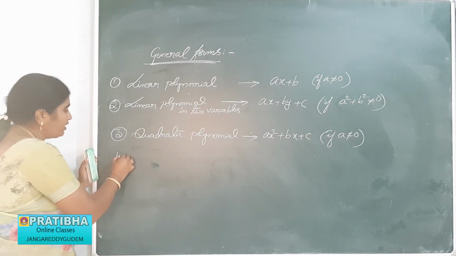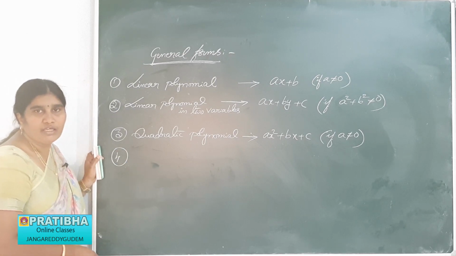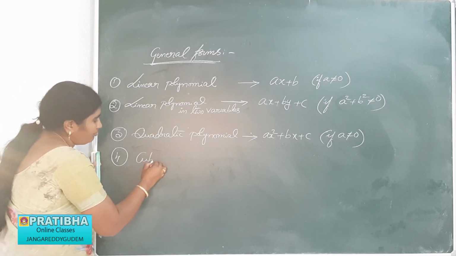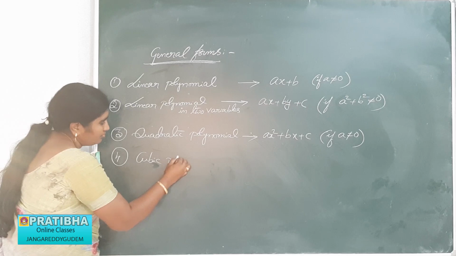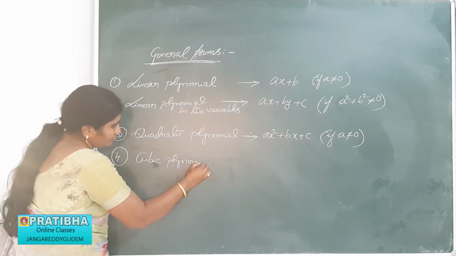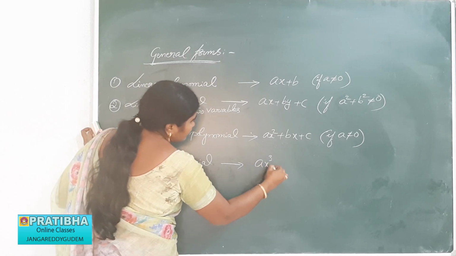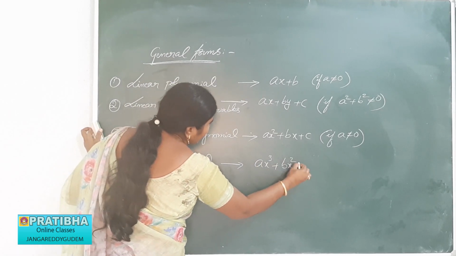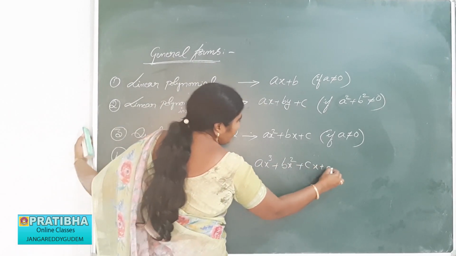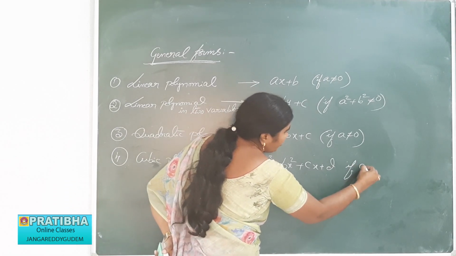Next, the fourth one, cubic polynomial. The general form of the cubic polynomial is ax cube plus bx square plus cx plus d, if a not equal to 0.